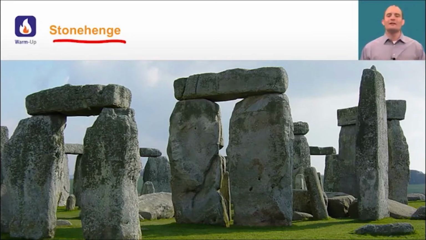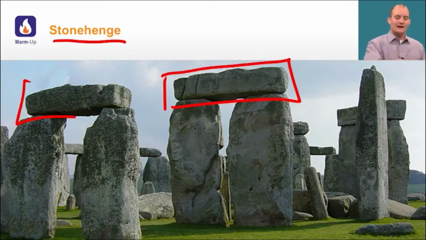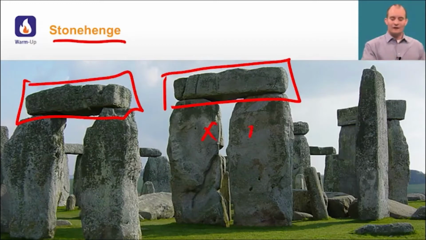Now you may recognize this picture here. This is of Stonehenge, which is actually located in England. Now the thing about Stonehenge is that no one is actually certain about why it was built or how it was built. If you take a look at it, you can see there are these massive rocks that have been stacked on top of other rocks.